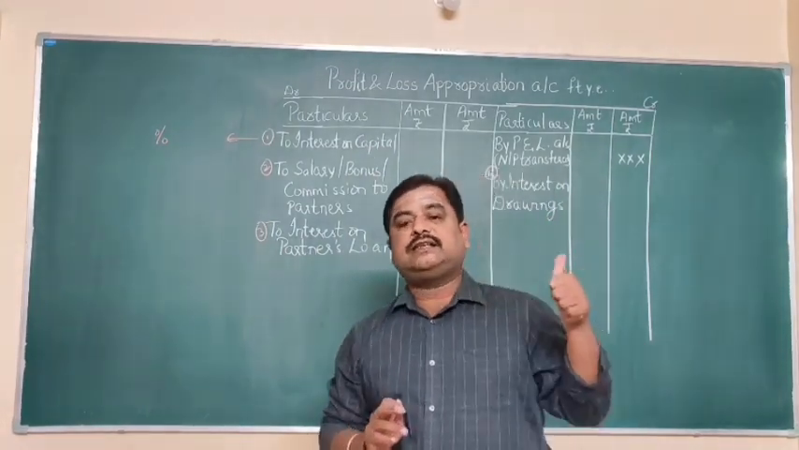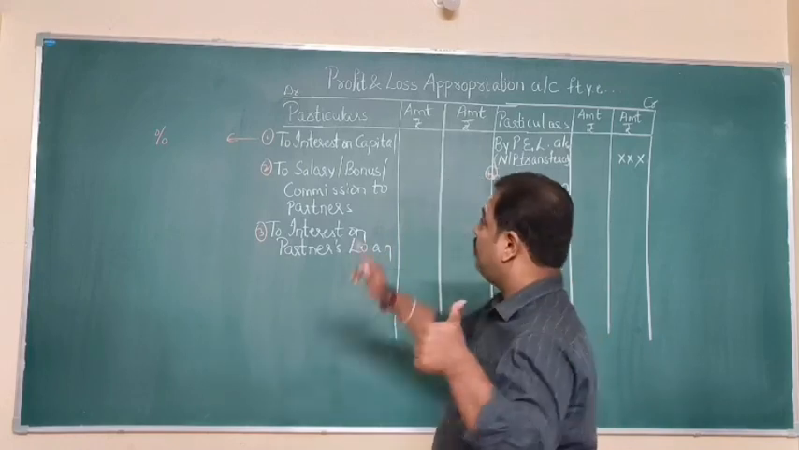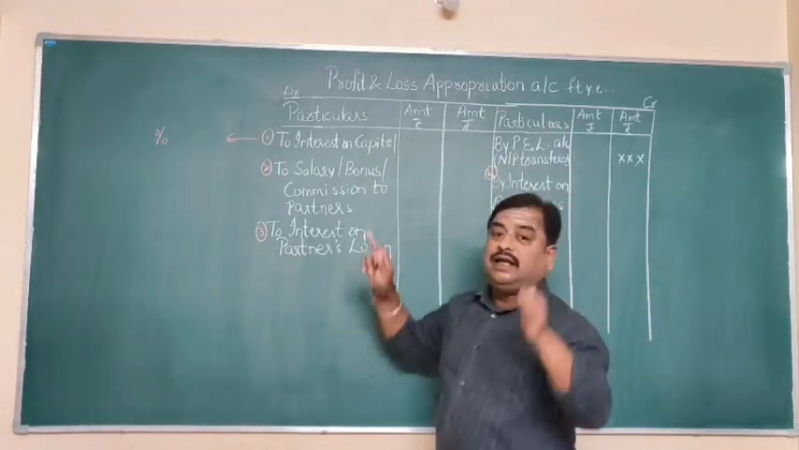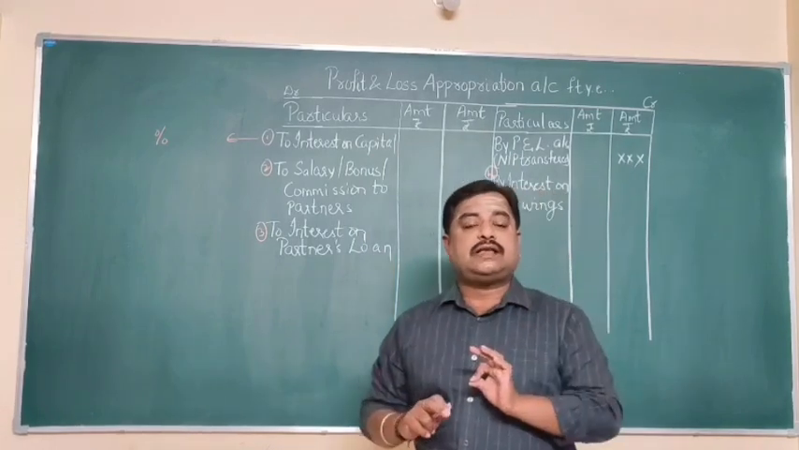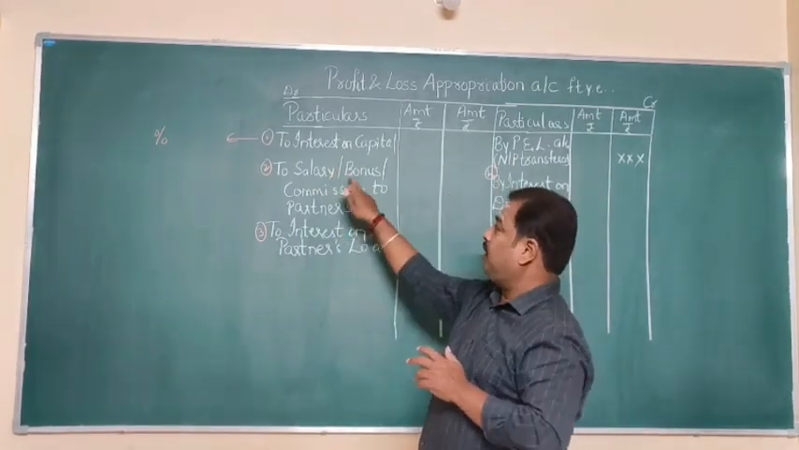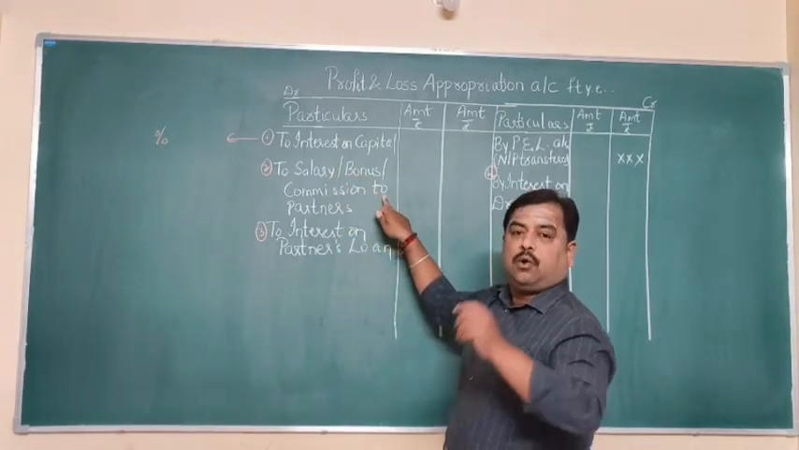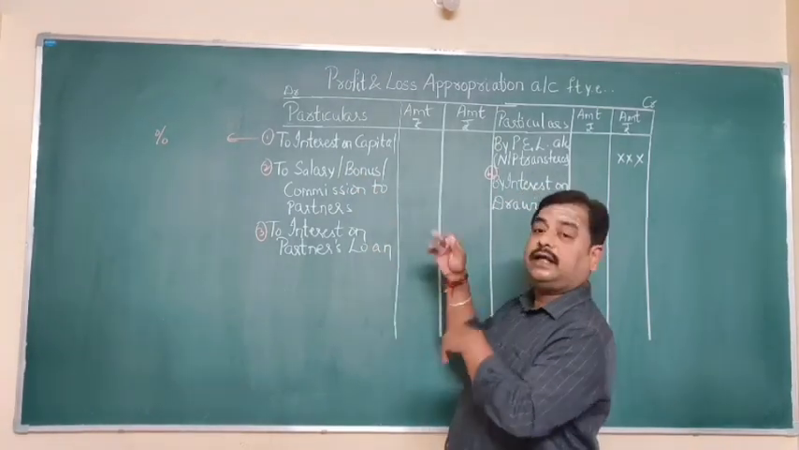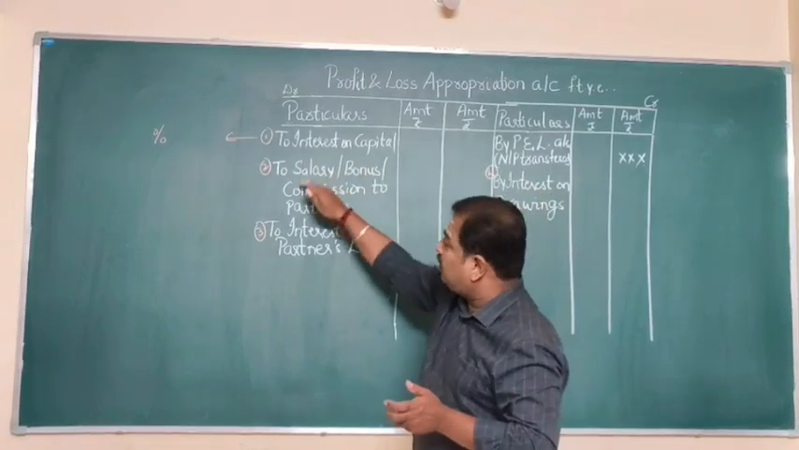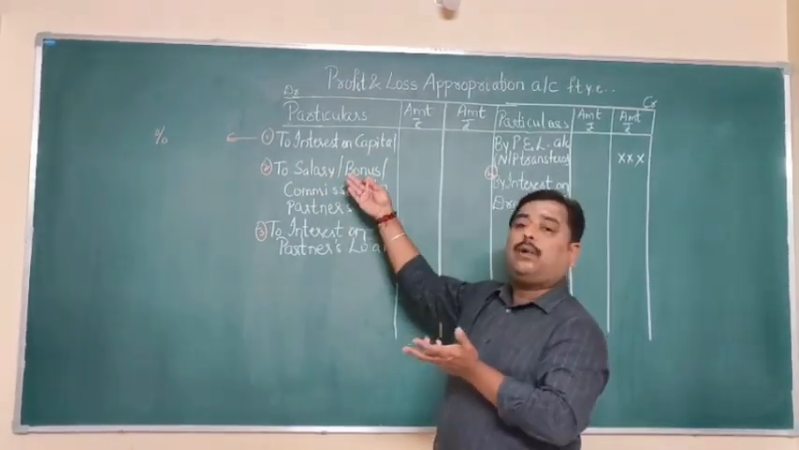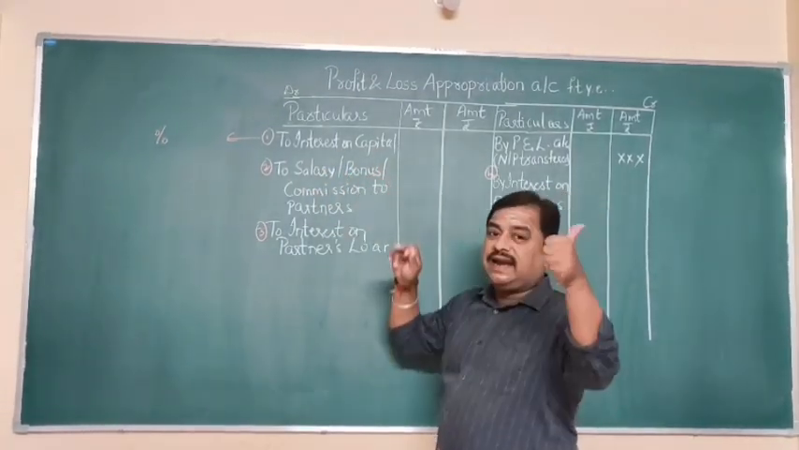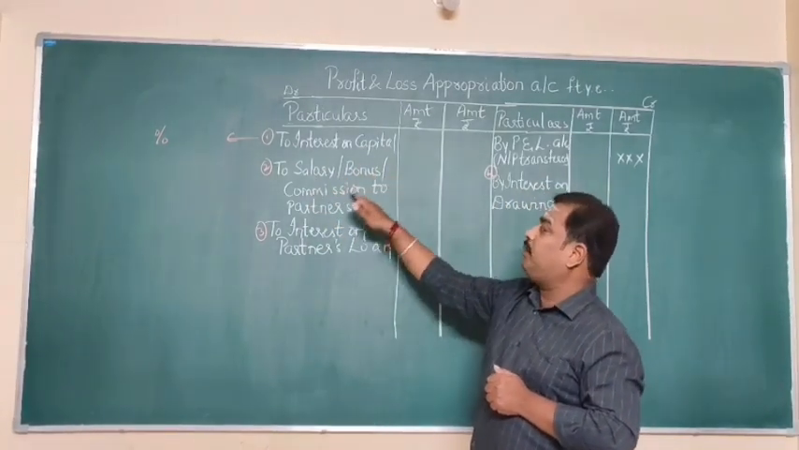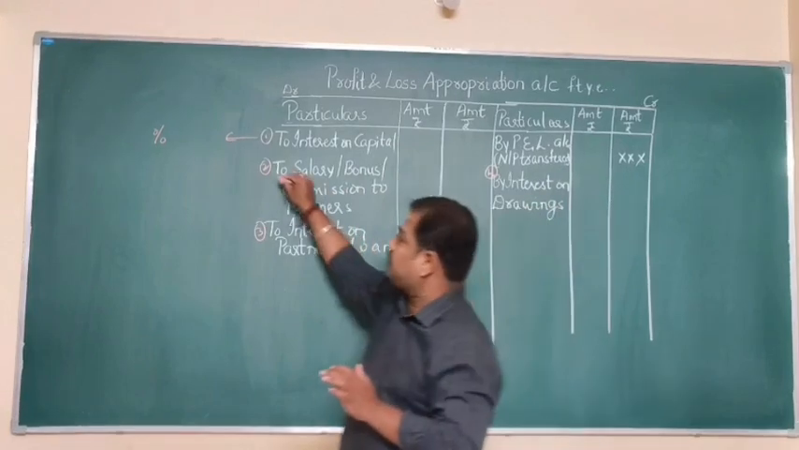So what is our first adjustment in the profit and loss appropriation account? Interest on partners' capital, yearly interest. Second one, the remuneration. Remuneration means salary, bonus or commission. One partner is given salary, another partner is given commission, another partner is given bonus. You may get all three or any one or two of them. So the second adjustment relating to the partners is salary, bonus or commission payable to the partners.